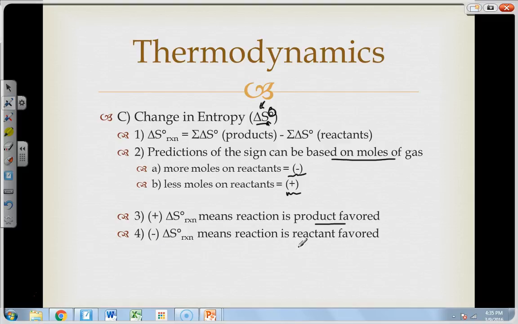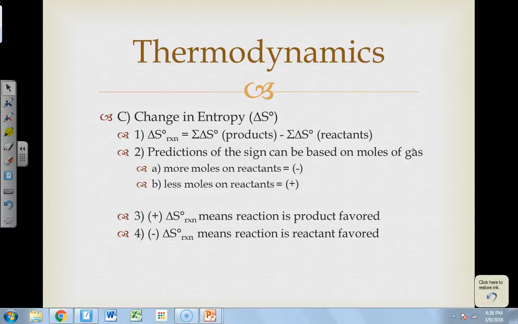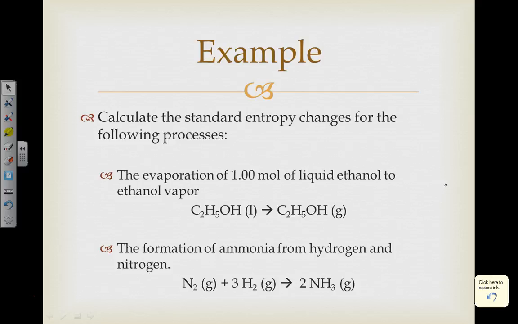And so a negative change in entropy means that the reactants are more random than the products, so there's no reason for it to go to the products. So anyways, it's a lot, but let's apply this. Okay, it says calculate the entropy changes for the following process.